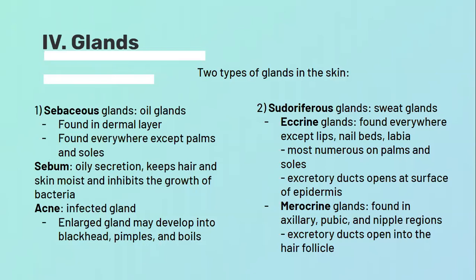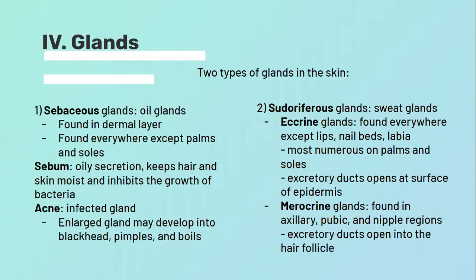And acne is an infected gland, an infected sebaceous gland. So an enlarged sebaceous gland may develop into a blackhead, pimples and boils, and this starts happening around puberty, which for most people is from ages 10 to 14 around. That's how acne starts. And the other type of gland is called a sudoriferous gland, and these are sweat glands. So sebaceous, remember, is oil, sudoriferous is sweat.